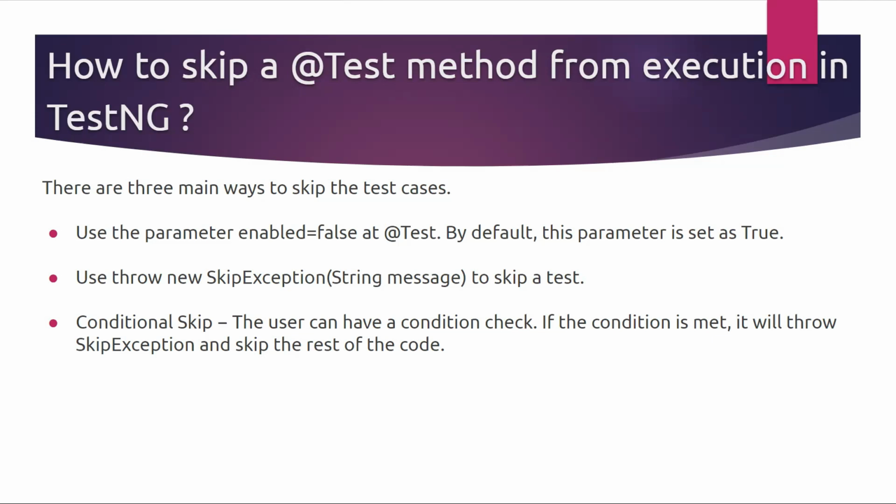Second, you can write this line, throw new skip exception. So this will also skip a test case. And the third way is conditional skip. That means the user can have a conditional check. If the condition is met, it will throw skip exception and skip the rest of code. So the straightforward answer for the skip annotations is that you can skip in these three ways.